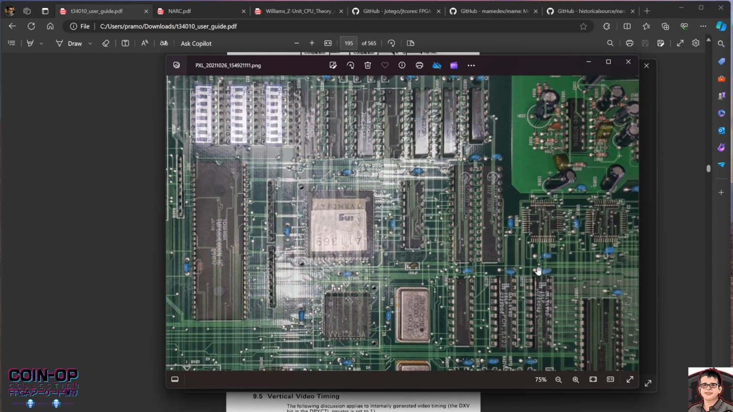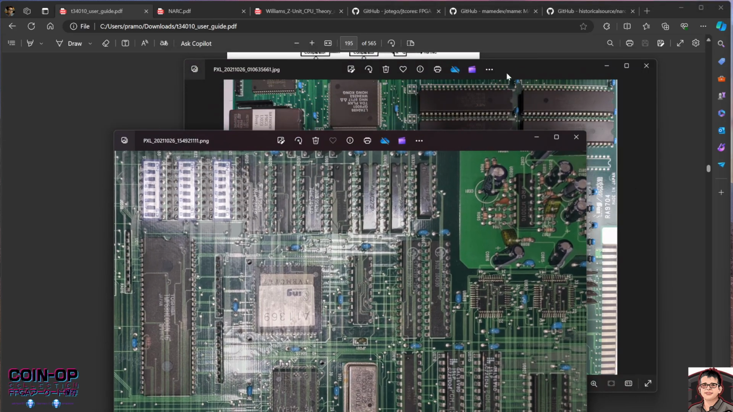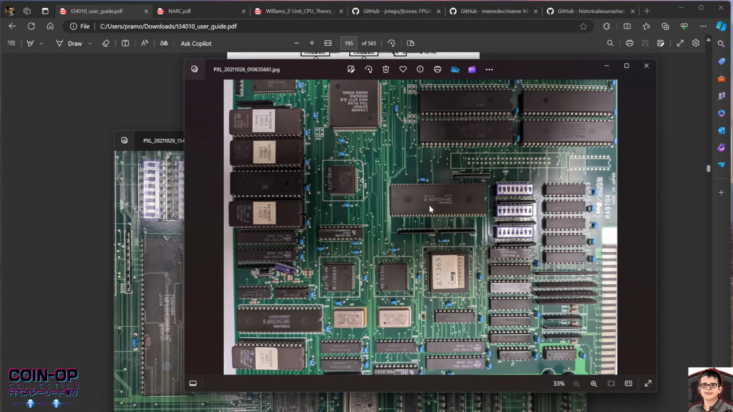Now, I don't copy the schematic exactly. What I try to use the physical sources of the board for is to understand what is going on. I want to be able to understand, first of all, what components are on the board. And the markings on the chips tell me what components there are that I have to work with. So I will look up data sheets.